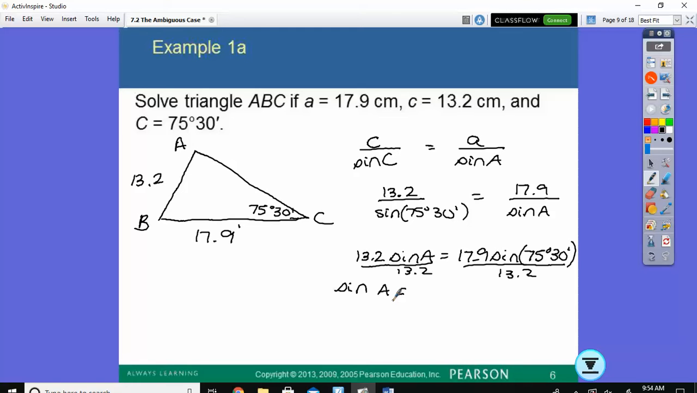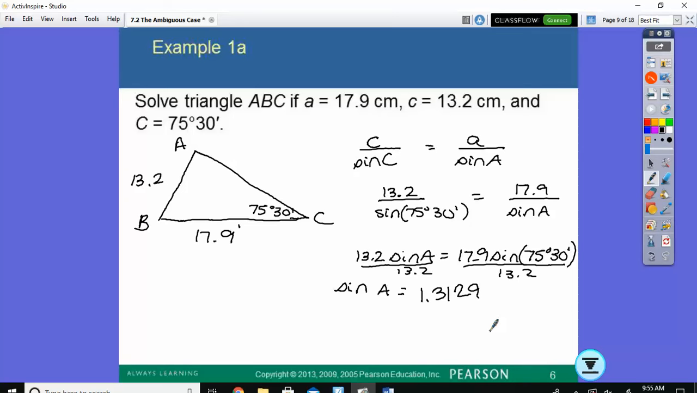Remember to type in the 75 degrees, 30 minutes. You do 75 plus 30 over 60 in your calculator. And I get sine A equals 1.3129. Do you see an issue with that? Okay. But this is the value of sine. Yeah, sine can only be between -1 and +1, can't it? Is this even possible? No.